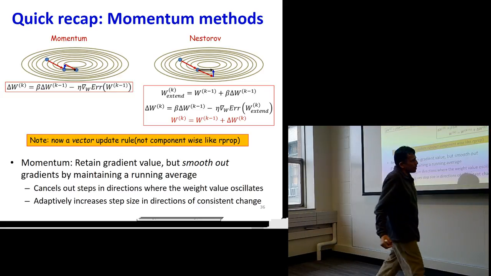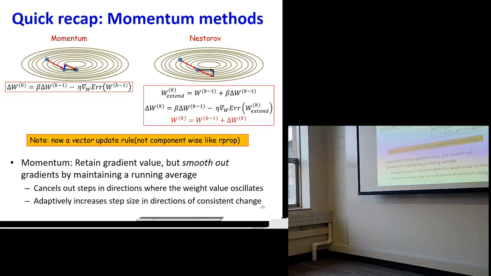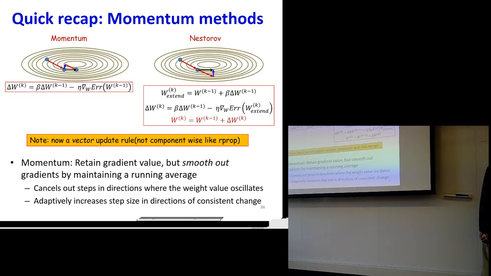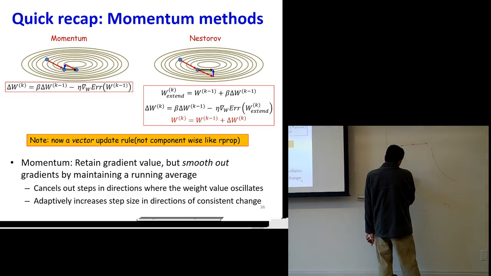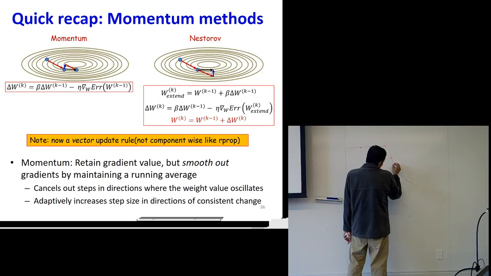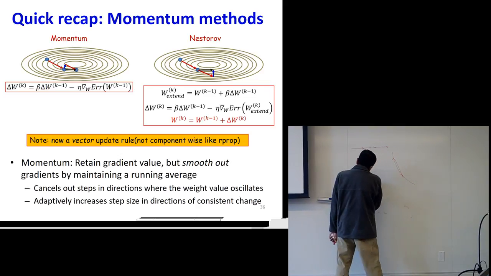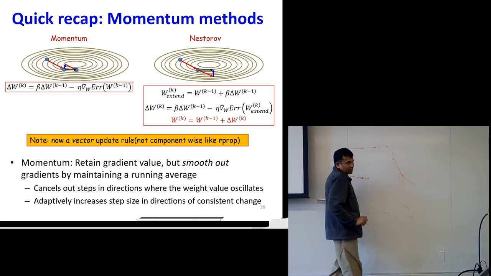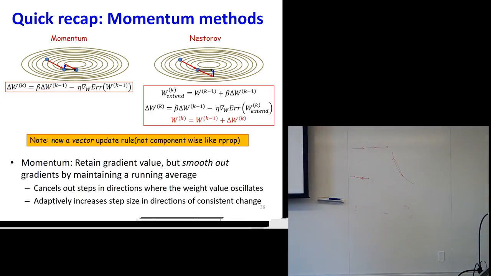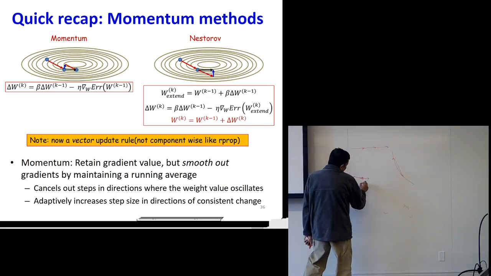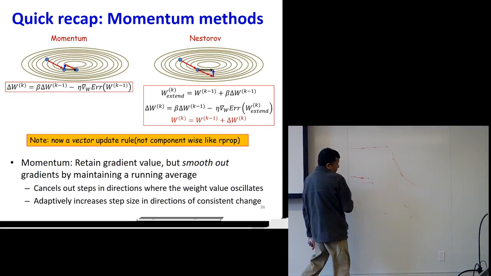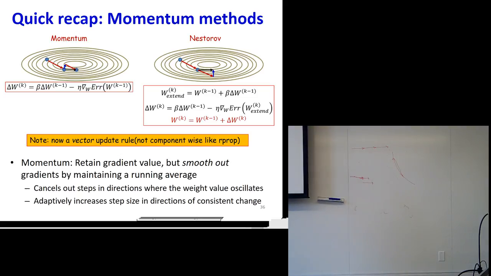So if you have a function of this kind, over here the derivative is going to be large, right? And then you take a step, and over here the derivative is going to be smaller. But you're still consistently moving in the same direction. So when you take a running average, you would replace this one by something larger, because it's going to be the average of these two, right? A running average of these two.